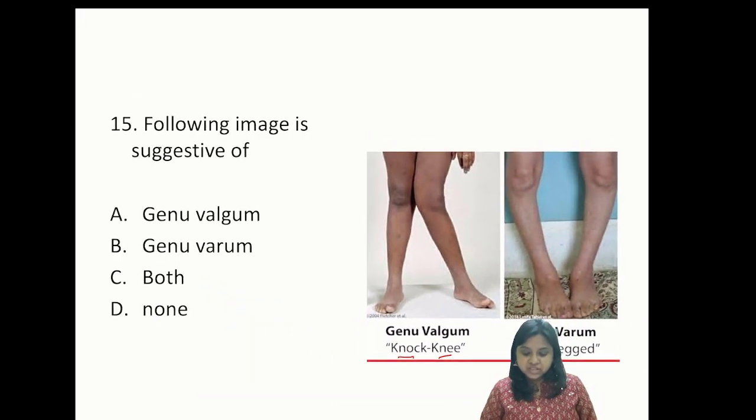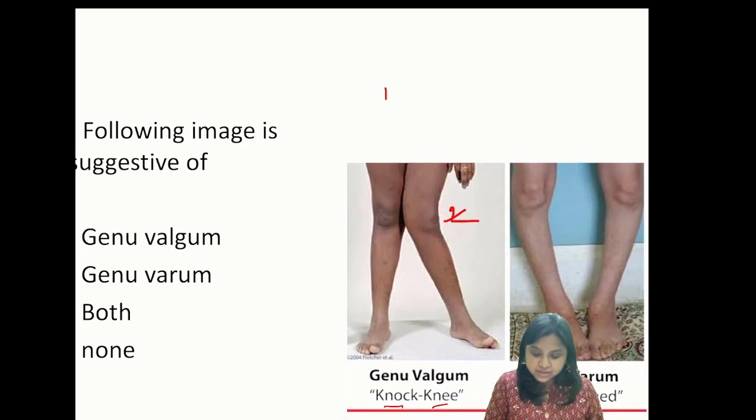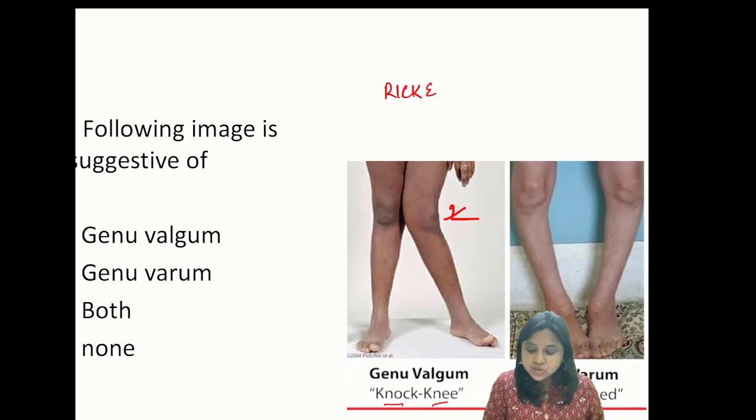Following image is suggestive of. Whatever be the question, you have to mark: if it is like this, you need to mark genu valgum; if it is like this, you need to mark genu varum. Remember, whenever you get a child with genu valgum or genu varum, you need to rule out rickets. And suppose in one leg you have genu valgum and in the other leg you have genu varum, it is known as windswept deformity.